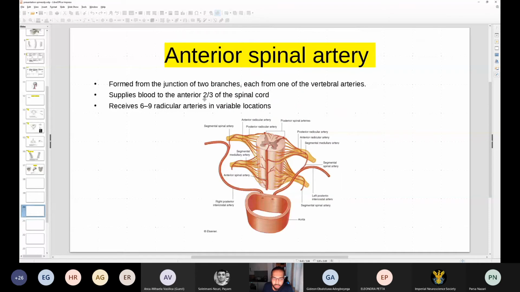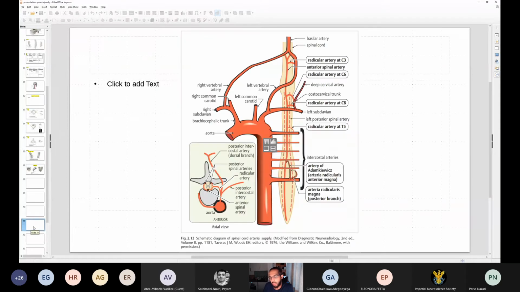The anterior spinal artery is important because it's maybe the most important of the vessels here, because it supplies the anterior 2/3 of the spinal cord. So although it's one and these are two, it supplies 2/3 of the spinal cord. The important thing about the anterior spinal artery, and this is also kind of a rule for the rest of the spinal cord blood supply, is that it's very regional, and it receives segmental contributions from a variety of arteries at different levels.